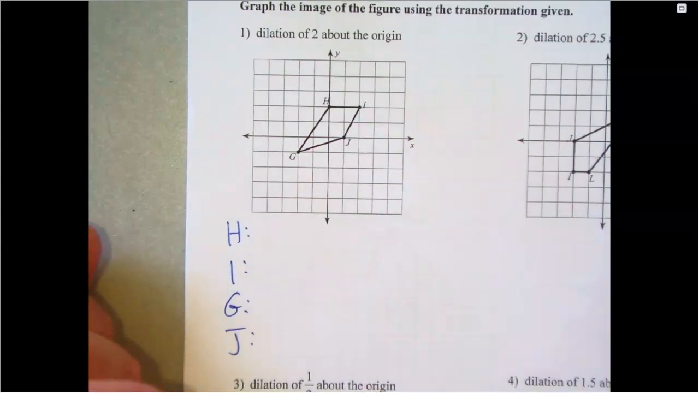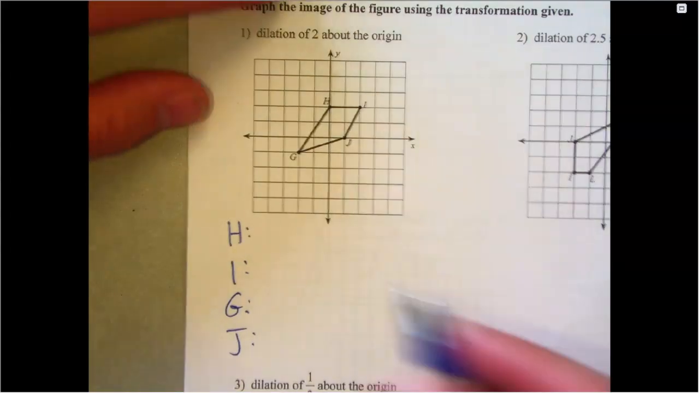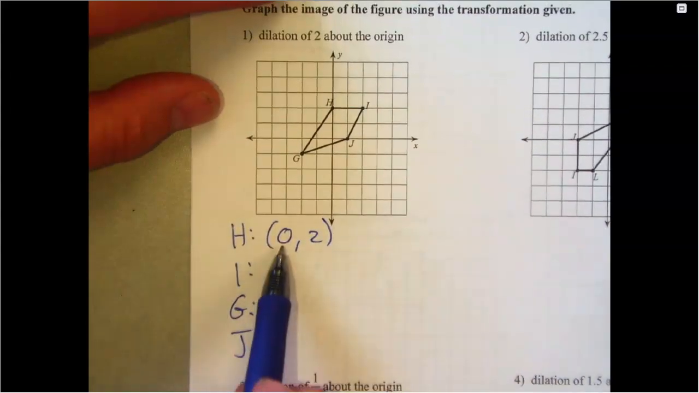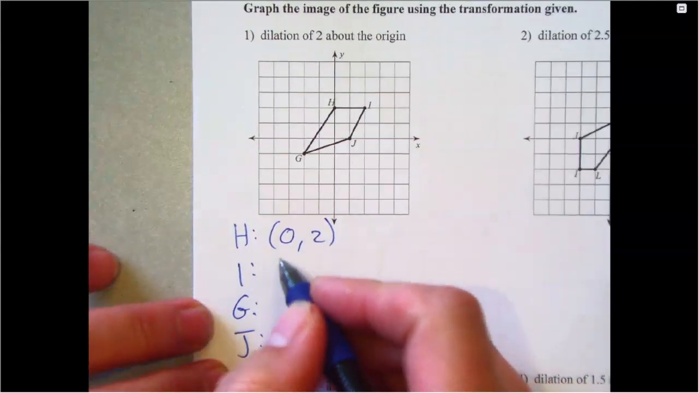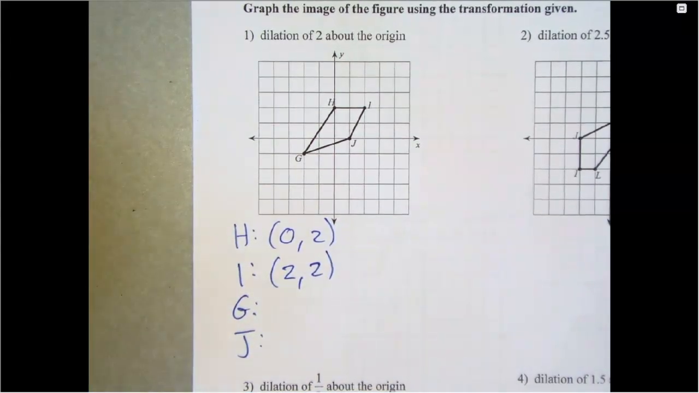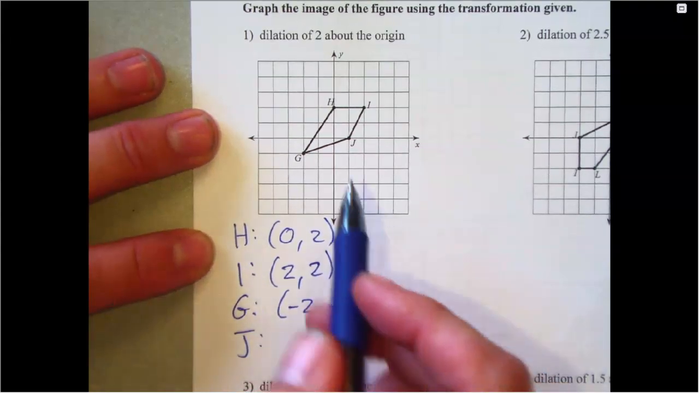Could I get someone to raise your hand and tell me what H is? 0, 2. 0 right or left, and then I went up 2 spots. Someone else? I? 2, 2. Someone else? G? Anybody? -2, -1. Is that what you said?